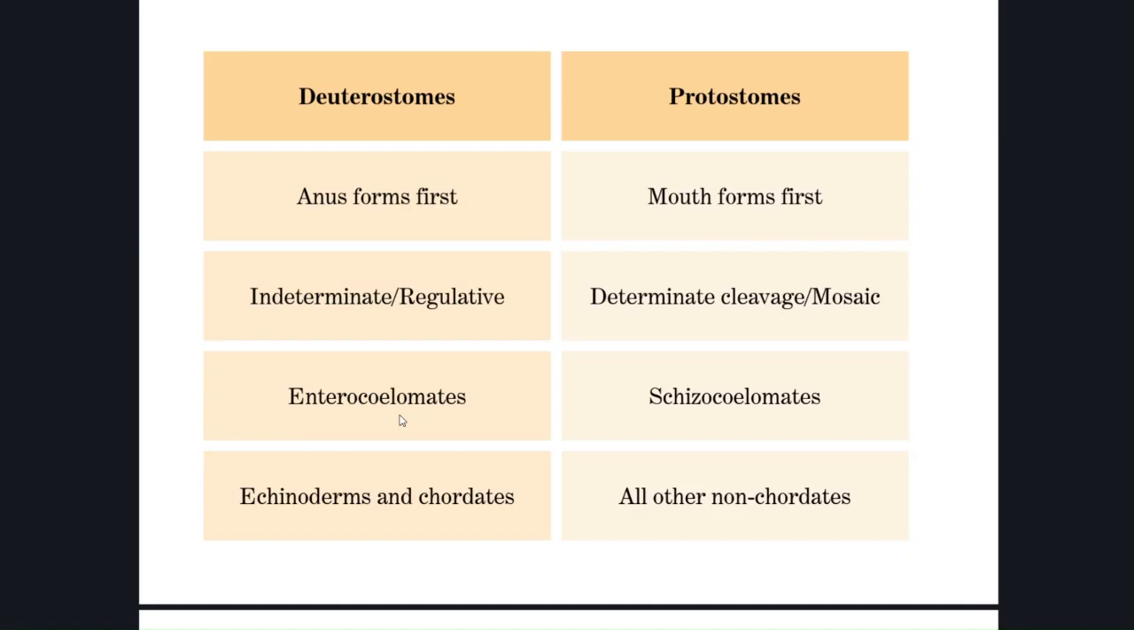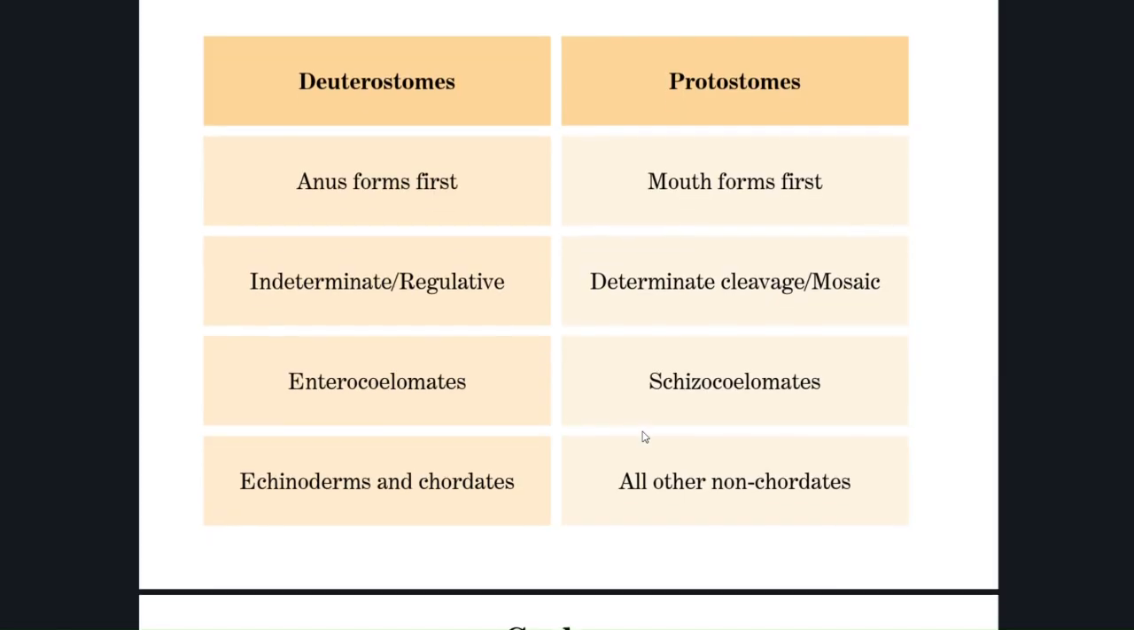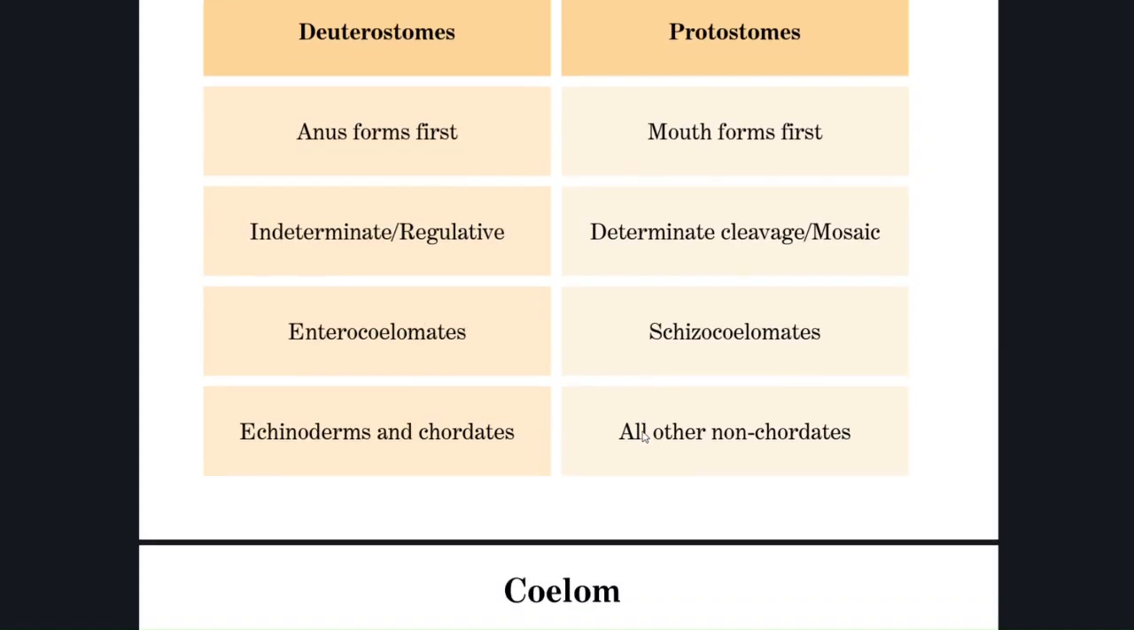Another aspect is that these animals, based on the kind of coelom they have, we can classify into enterocoelomate and schizocoelomate. That is the point we will discuss in the next slide. And deuterostomes by and large include our echinoderms and most of the chordates, while protostomes include most of the other non-chordates except the echinoderms. Echinoderms refers to the sea stars and animals related to them. And chordates are all those animals which have a notochord present.